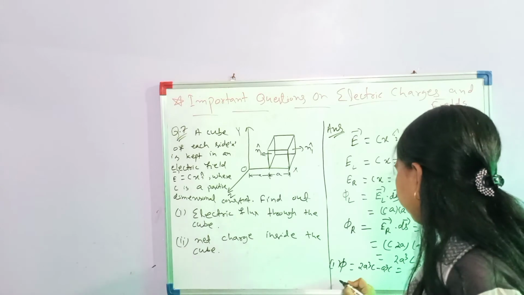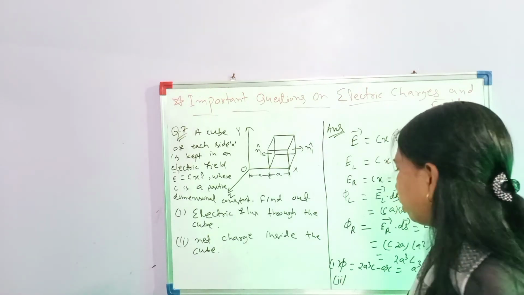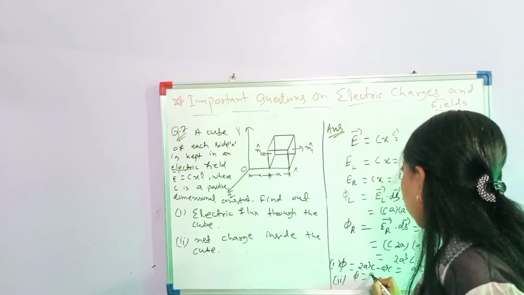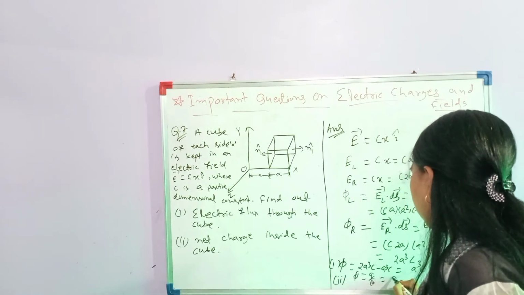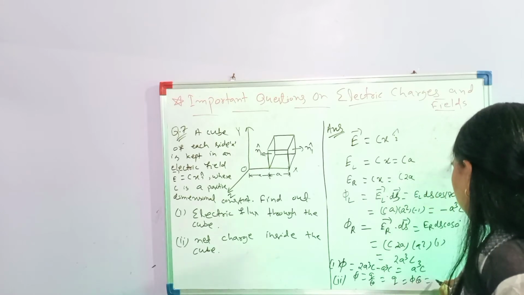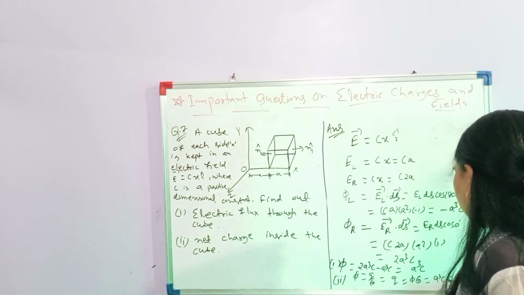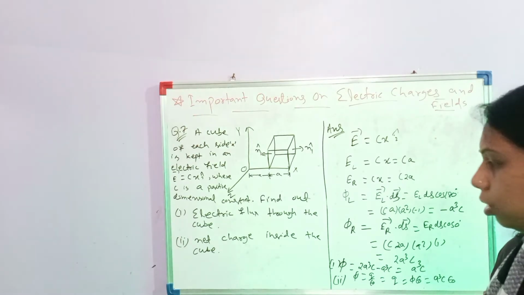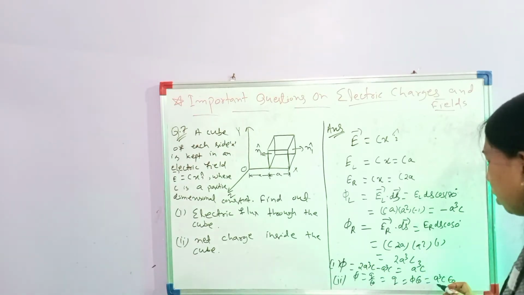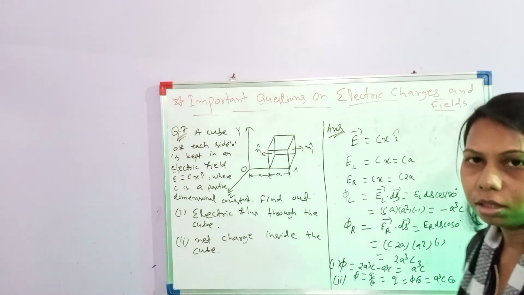Total charge: we know that phi equals q upon epsilon naught. So q equals phi into epsilon naught, equals a cube C into epsilon naught. This is the total charge, or net charge, inside the cube: a cube C into epsilon naught.